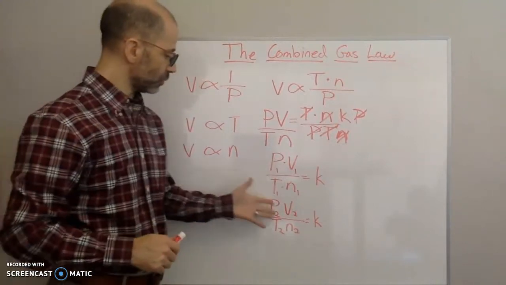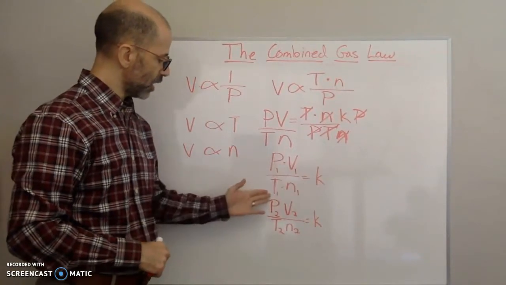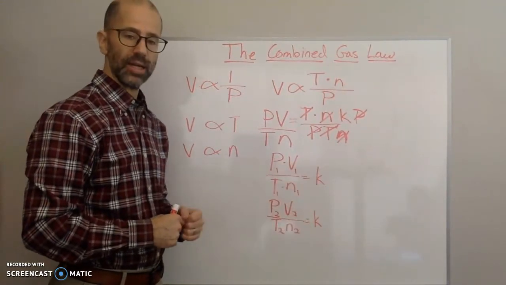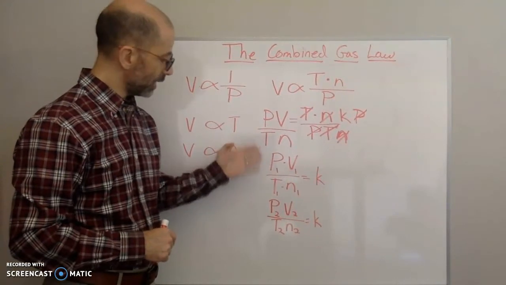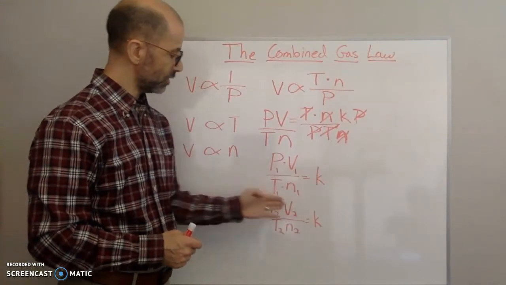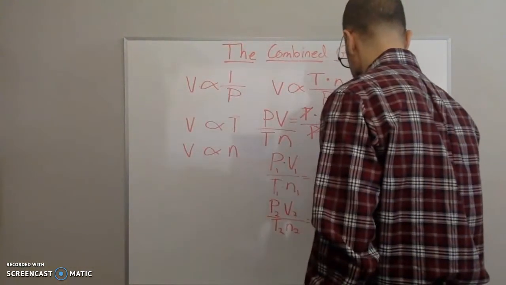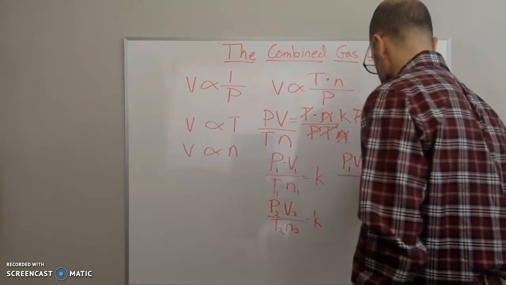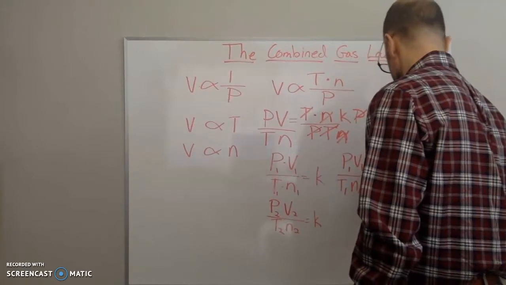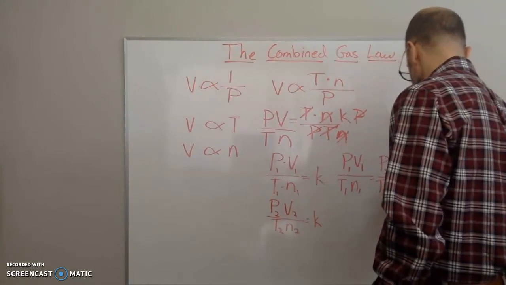So once again, you have a set of conditions equal to K. You have another set of conditions that also has to equal K in order to keep the constant. And so, according to the rule of logic, if two things are equal to the same thing, then they have to be equal to each other. And so we get P1 V1 over T1 N1 is equal to P2 V2 over T2 N2.